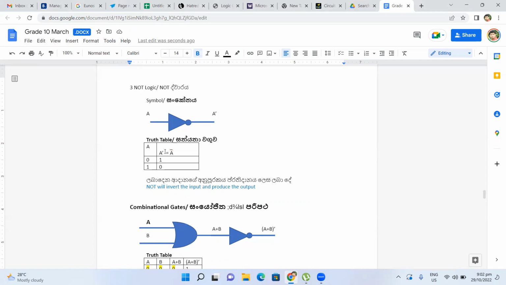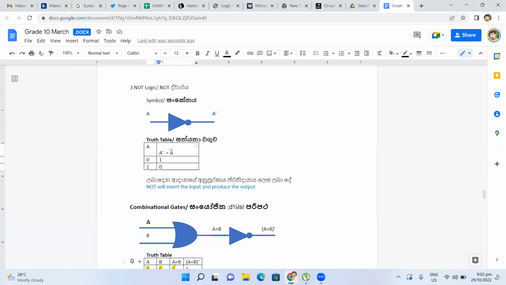NOT, the inversion, can be written like A dash, A hyphen, or A bar. A bar is also acceptable. This is another way of telling. A bar means you can draw a line on top of the A. That is A bar or A dash. Both are representing NOT. Okay, then combinational logic gates, and please draw this one.